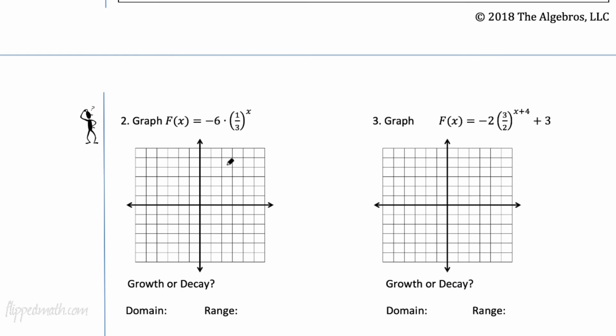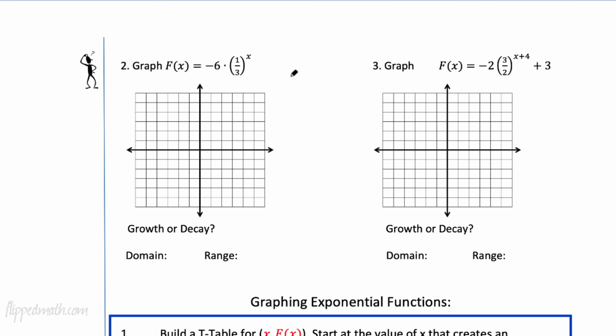Let's do another one. Number 2, we're going to make our little table here. I left you some space. So we got f of x is equal to -6 times 1/3 to the x. I'm just going to start, remember, I want to make that a 0. So let's start at x equals 0. If x equals 0, this whole thing turns into a 1. So f of x is going to equal -6. All right, let me plug in a 1 now. If I plug a 1 in, then I get -6 times 1/3 to the first power, which is 1/3. So -6 times 1/3 is -2.